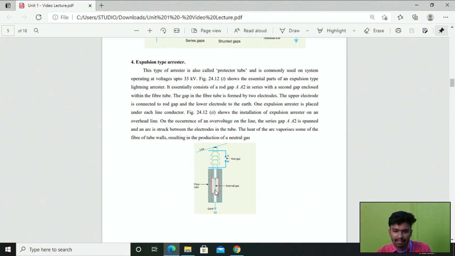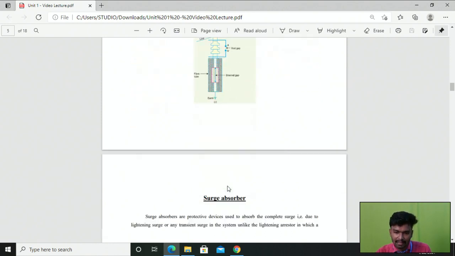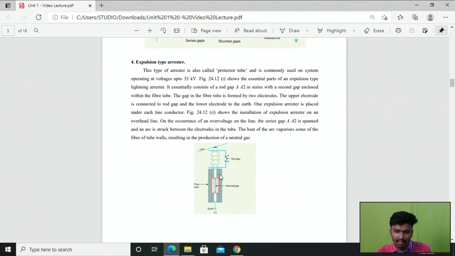Due to that arc, the heat will be generated. That heat of the arc vaporizes some of the fiber of the tube wall. Here we know that the second gap is surrounded by the fiber tube. So if the arc is created between these two gaps, it will dissipate some heat. That heat of the arc vaporizes some of the material of the wall, resulting in the production of neutral gas. Due to that neutral gas, it will conduct, and then the extra surges are diverted to the earth.